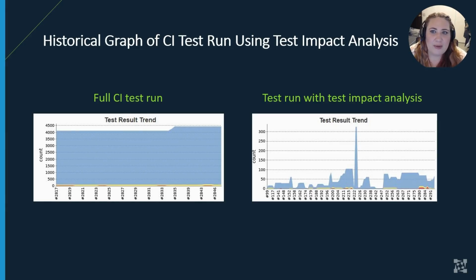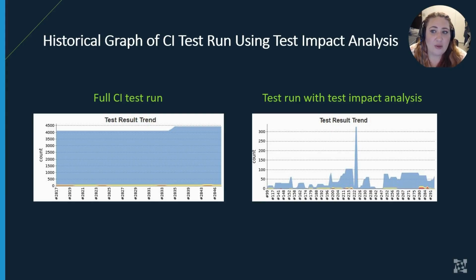So let's take a moment to look at what test impact analysis looks like in the wild. On the left here, you see a trend graph of a full regression test suite run from one of our projects internally. We have over 4,000 test cases associated to this project. Now on the right, we see how many tests were run with each build when test impact analysis was turned on. We're intelligently running the subset of tests necessary to validate the code changes in that build.